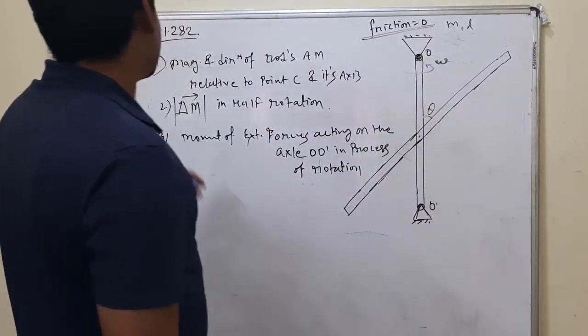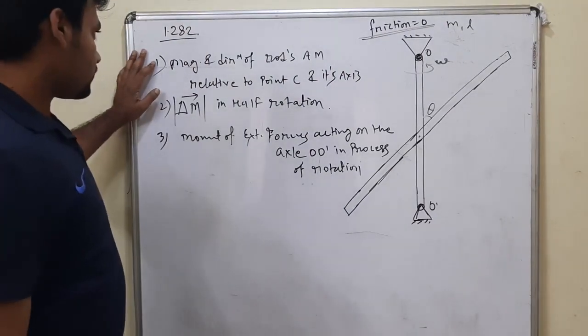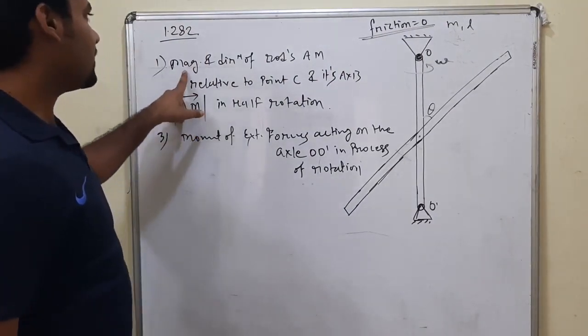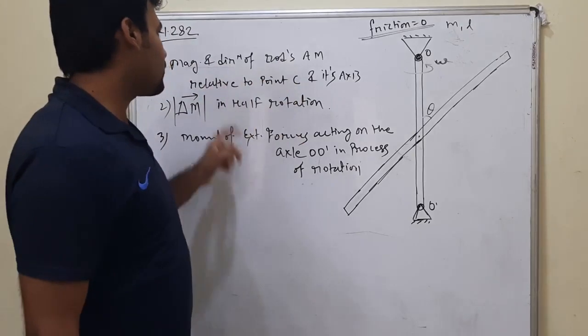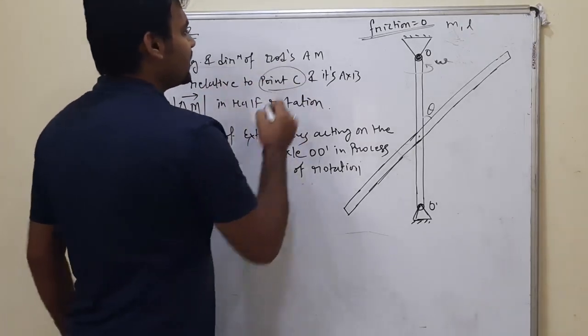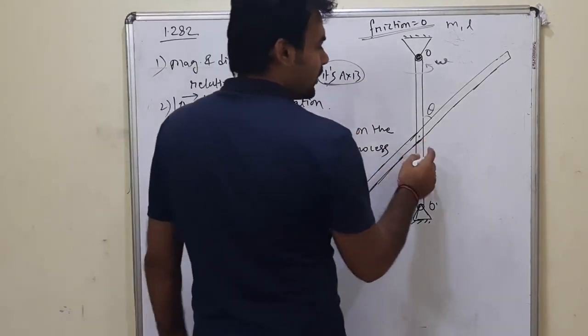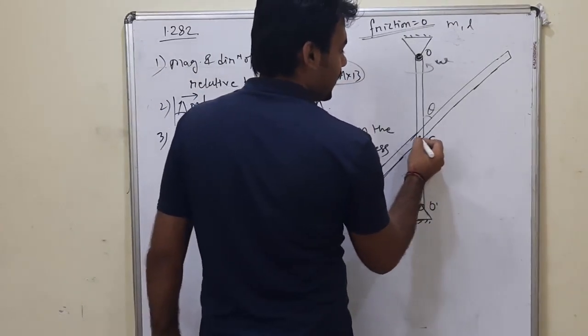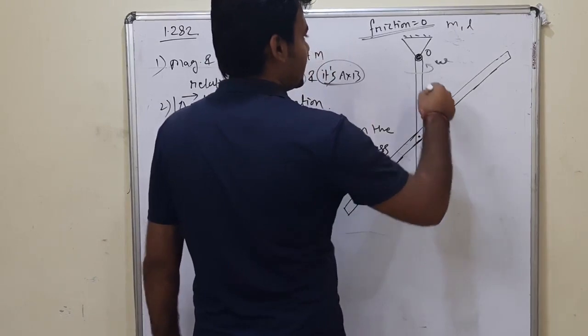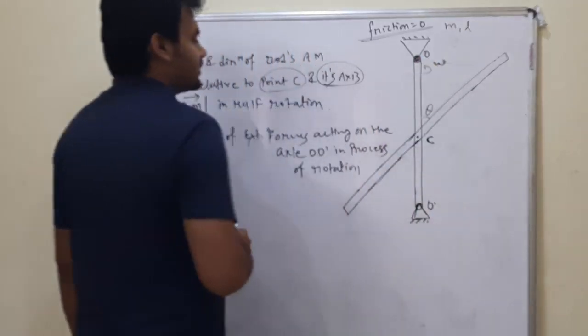Now the question asks about three things. In the first part, what is the magnitude and direction of the rod's angular momentum related to the point C and its axis? Okay, so we have to find the angular momentum with respect to this point. This is the point C center, and with respect to this axis, that is O dash.